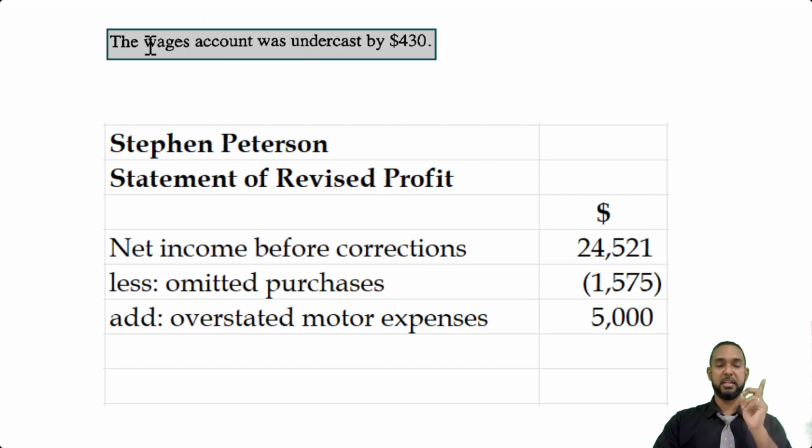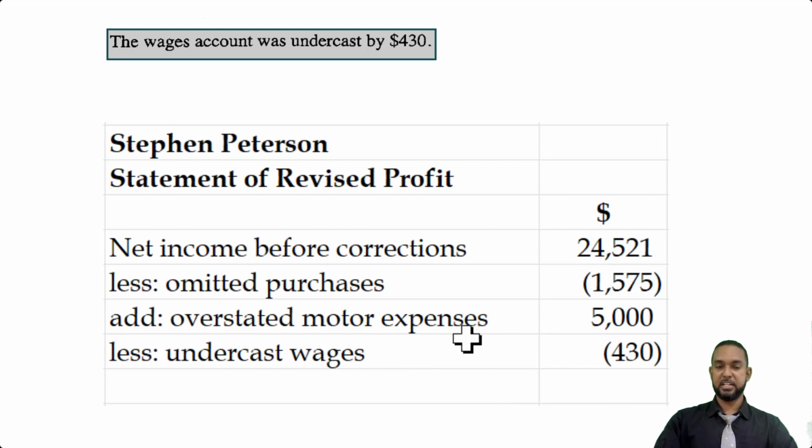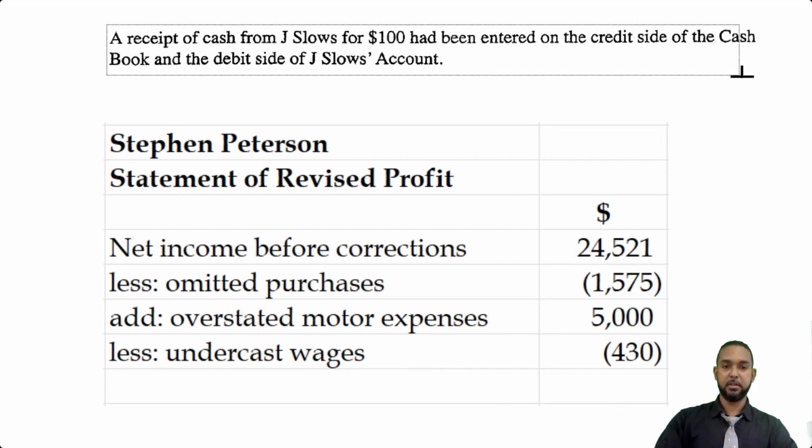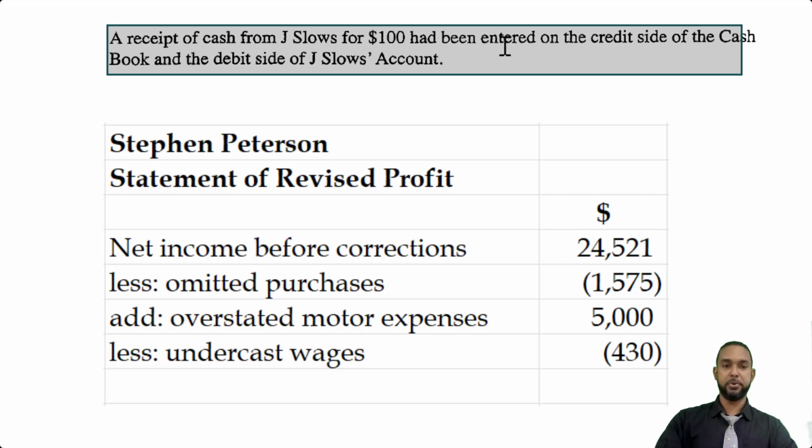Next, it says the wages account was undercast by 430. Right, so wages is an expense. Undercast means it's too low. If your expense is too low, profit is too high. When you correct the error, so wages being undercast means it was too low. When you correct it, expense is going to go up, which means profit is going to go down. So we're going to put that here, right? Less undercast wages, 430.